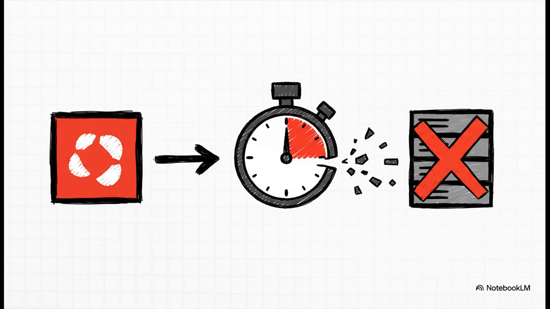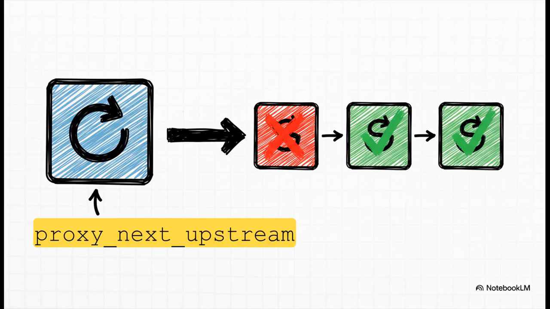Here's our first simple safety net: proxy_connect_timeout. All this does is tell NGINX how long it should wait to connect to a backend server before it just gives up. The default is 60 seconds, which is a long time to wait. By setting this, you prevent a single broken server from tying up all your resources while NGINX just sits there, waiting and waiting.